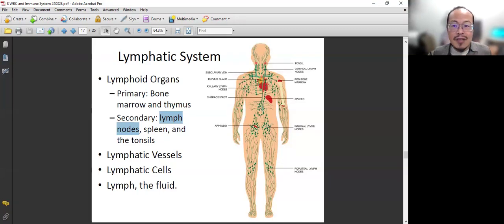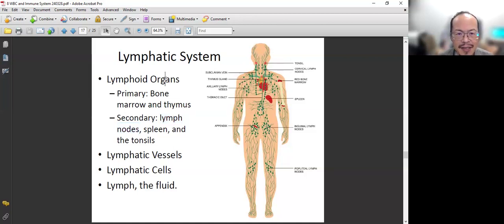So, they may not be a lot in the blood vessels or blood circulation, but they have another system where they will reside and be present. So this is the lymphatic system. How do we understand this? It's always structure, anatomy, location, and function. So let's look at the components first.